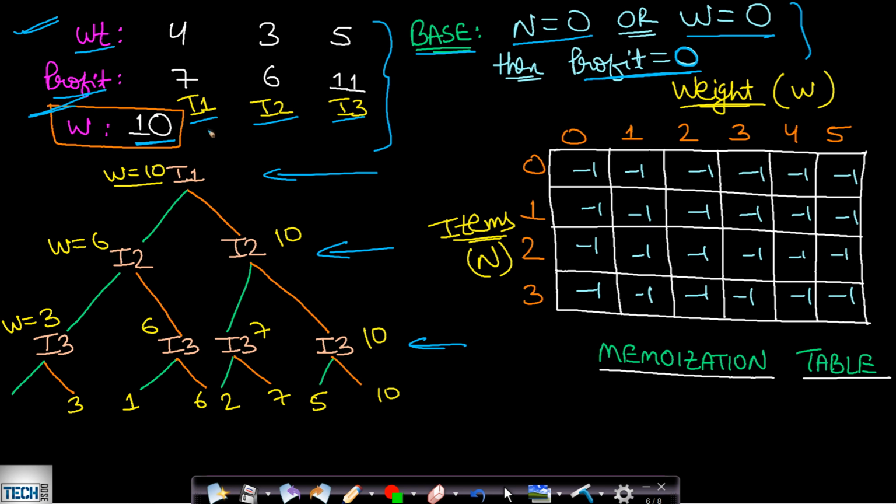Initially you will be at this item 1. Now when you are at this one, you can either include it or exclude it. So this green line indicates that the parent node is included and the red line indicates that the parent node is excluded. So this line I1 to I2 indicates that I1 is included. Okay, the green line.